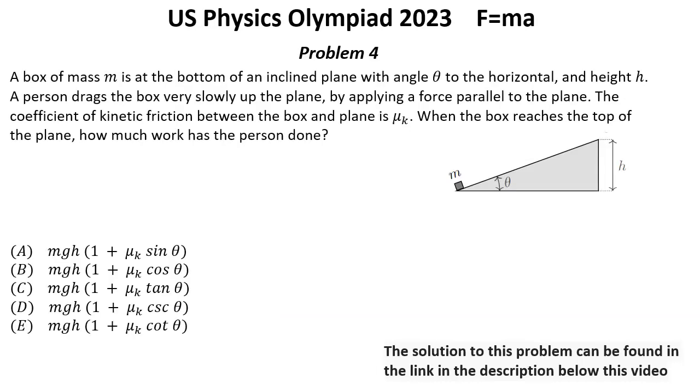Problem number 4. A box of mass m is at the bottom of an inclined plane with the angle theta to the horizontal and the height h. A person drags the box very slowly up the plane by applying a force parallel to the plane. The coefficient of kinetic friction between the box and the plane is mu k. When the box reaches the top of the plane, how much work has the person done?